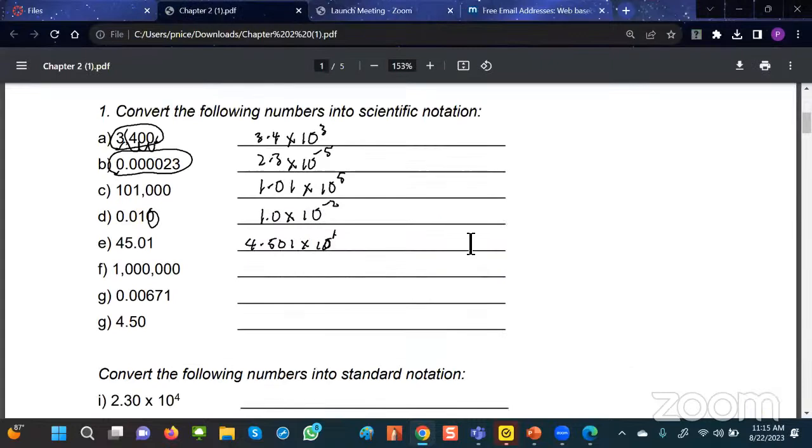Okay, so we're at F. What say you is the answer for F? 1 times 10 to the 6th. Very good. What about the next one, G? 6.71 times 10 to the negative third. Times 10 to the minus 3, indeed correct. And the last one here, the second G, which should be an F, which should be H.